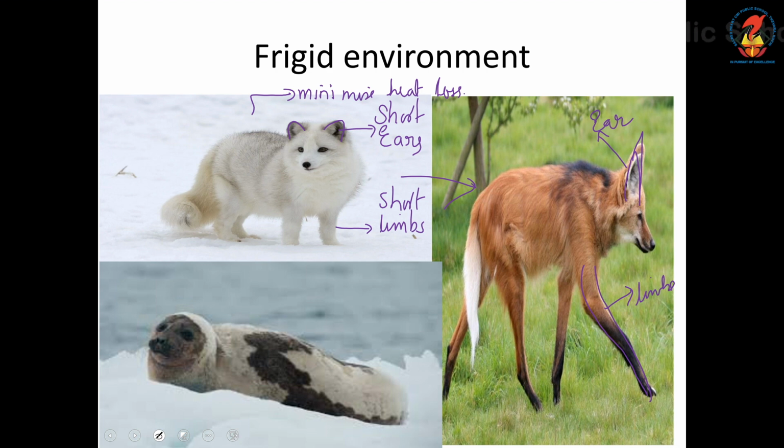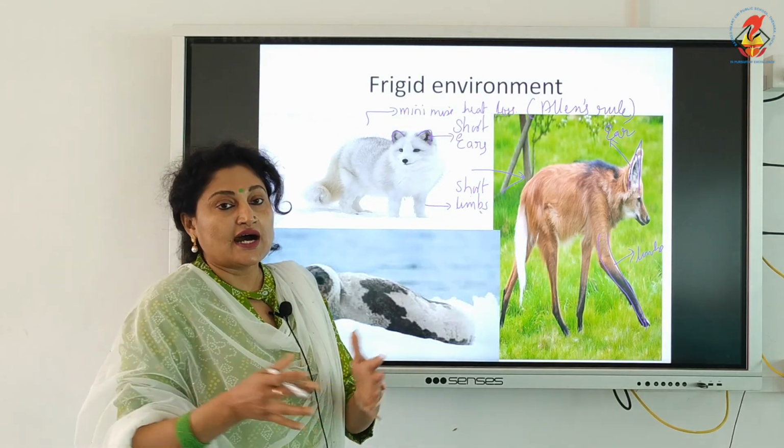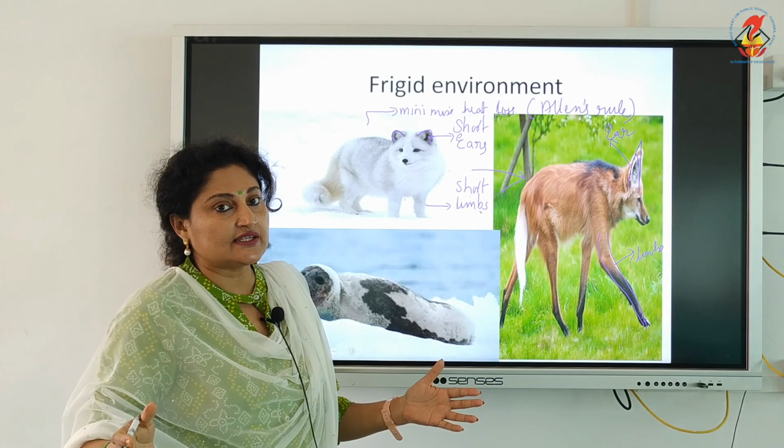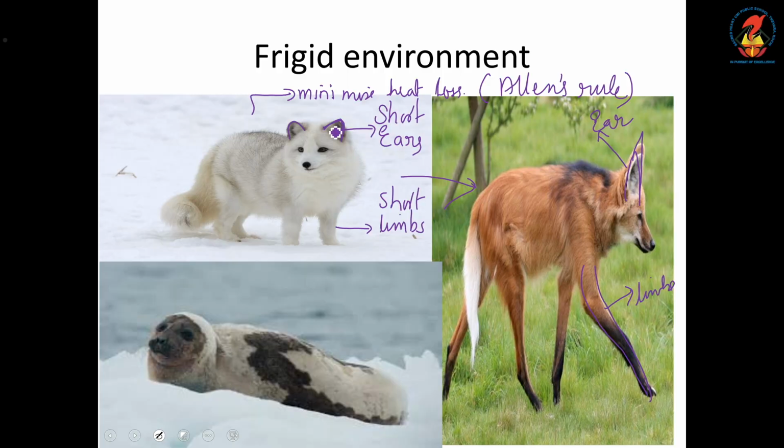We have learnt Allen's rule. What does Allen's rule state? Heat loss or heat gain is a function of the body surface. The larger the surface area, the greater is the heat loss. So by minimizing the surface area, the heat loss can be minimized.